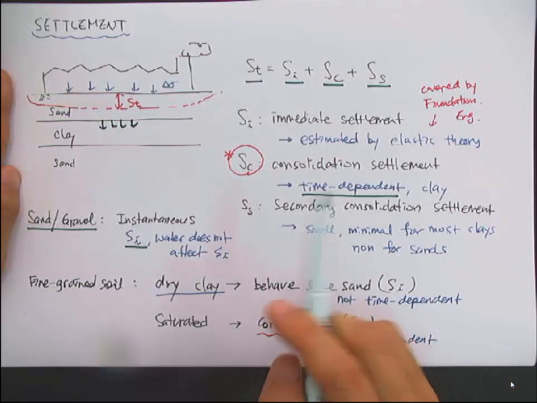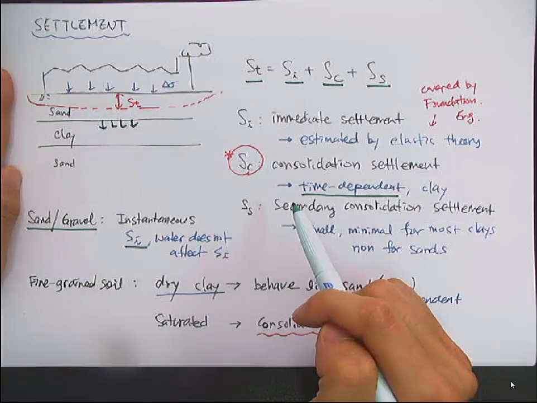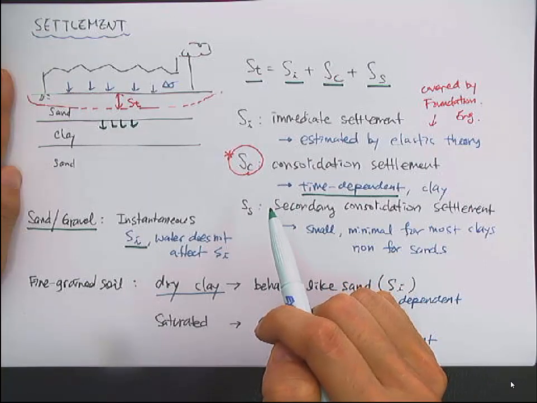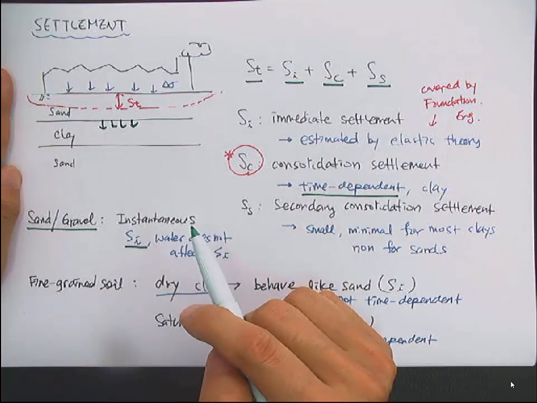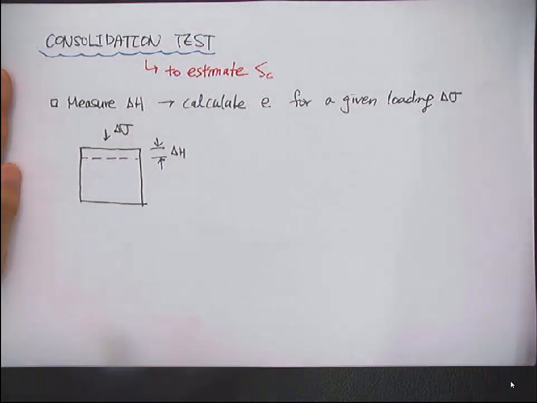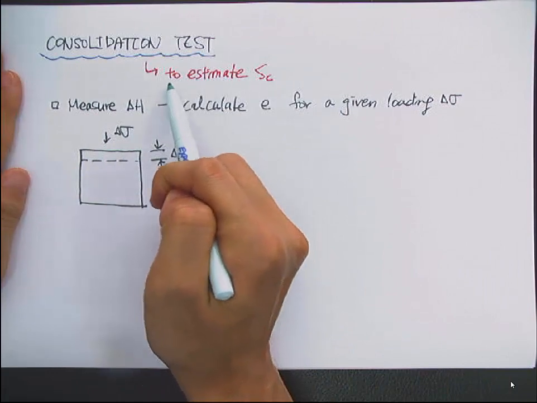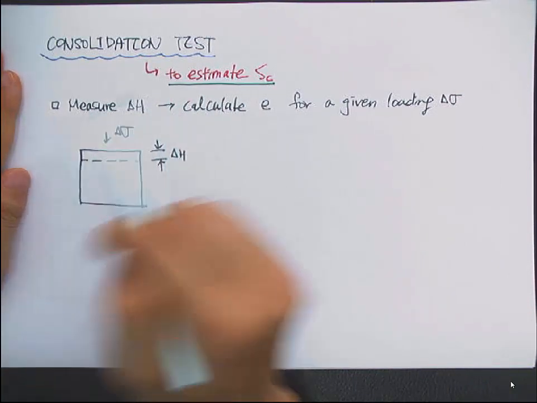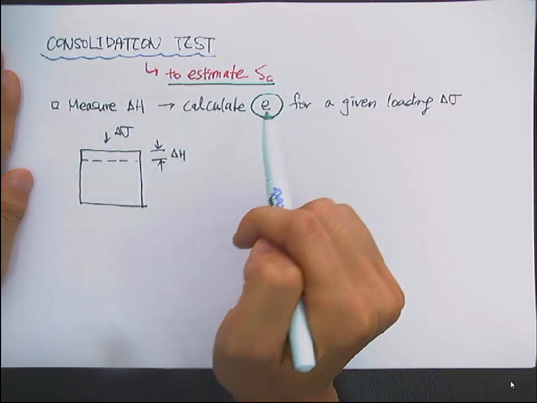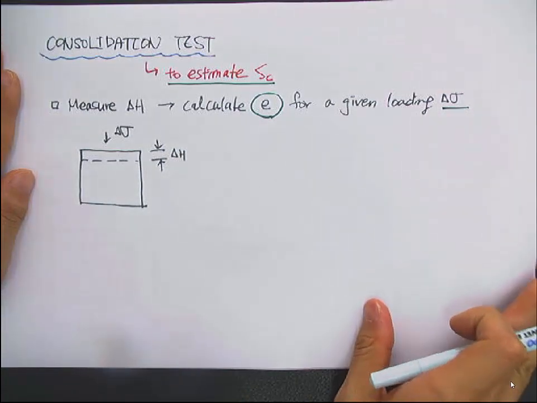So in this class, we'll mainly focus on the consolidation settlement and how to estimate the amount of consolidation settlement occurring in the clay layer when you apply a certain amount of stress. So we perform a consolidation test to estimate the consolidation settlement, and the purpose of this consolidation test is to calculate the void ratio change for a given loading delta sigma. And the procedure is this.